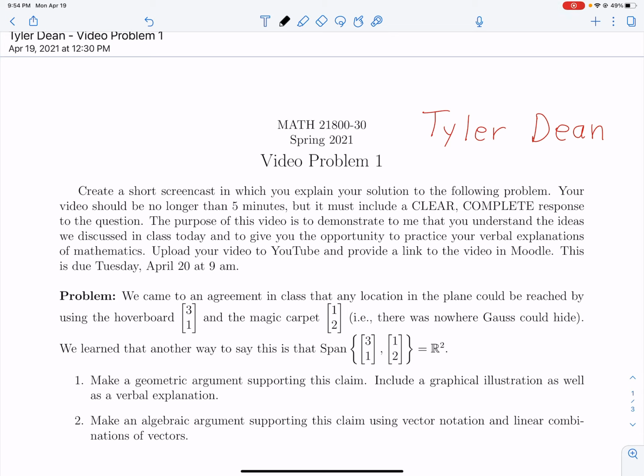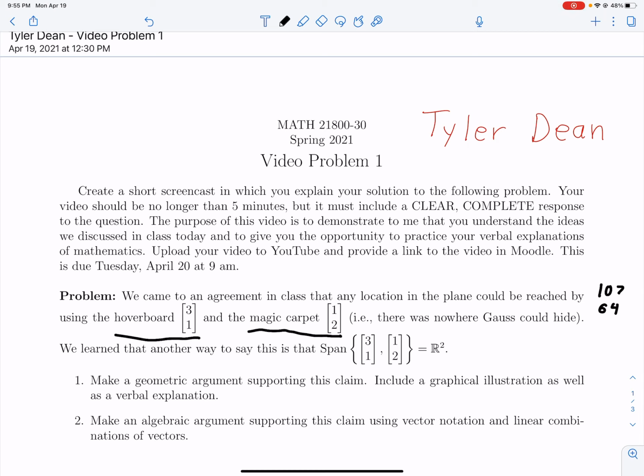Just a quick recap today. During class, we had a problem where we had to use two vectors, which were represented by a hoverboard and a magic carpet, with their vectors given as (3, 1) and (1, 2) for the respective modes of transportation. And the goal was to get to a certain location, which was represented by (107, 64) during class.